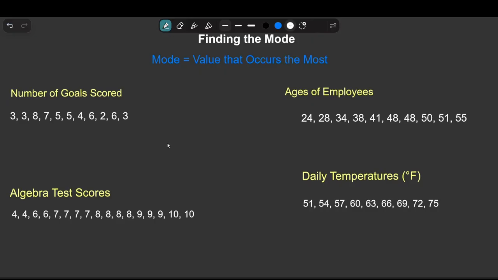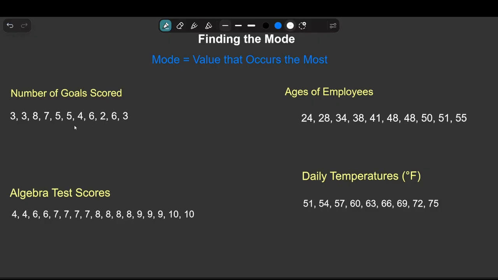we have the number of goals scored by a soccer team in each of their first 10 games. Now it's not necessary, we don't have to put the data in order from least to greatest, but it can be helpful. It makes it a little easier to find the mode. Let's do that for number 1. You don't have to do this, but it makes it a little easier, so we're only going to do this for 1 or maybe for 2. So let's put them in order from least to greatest.